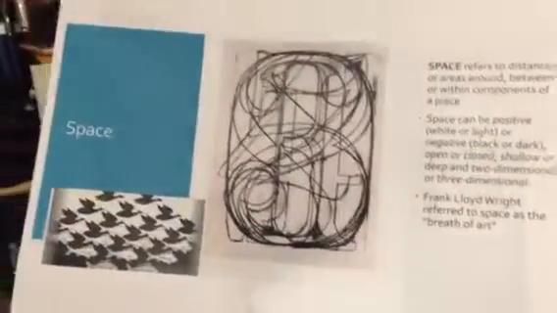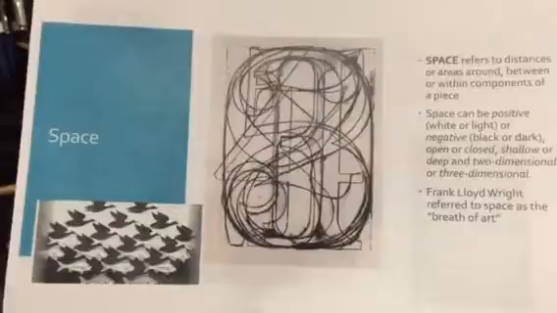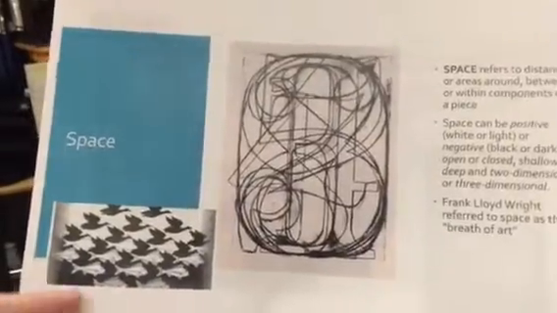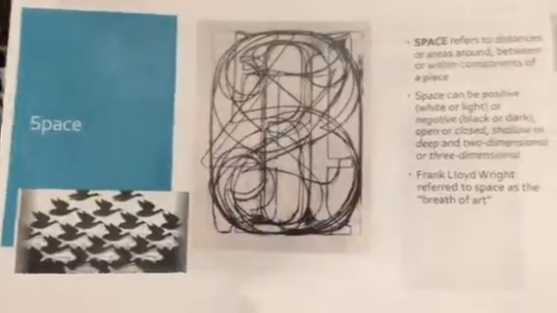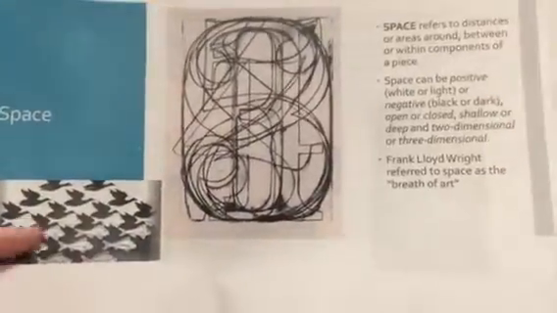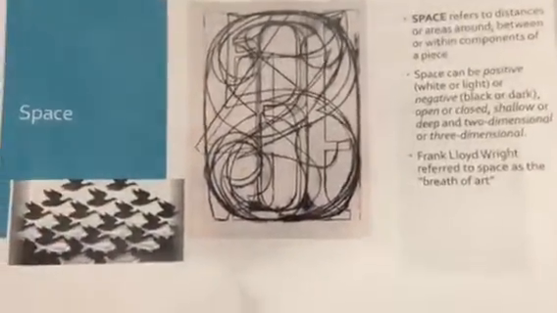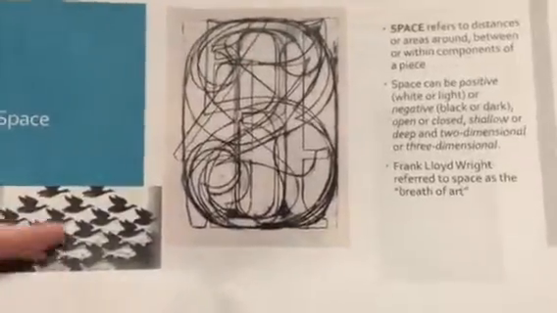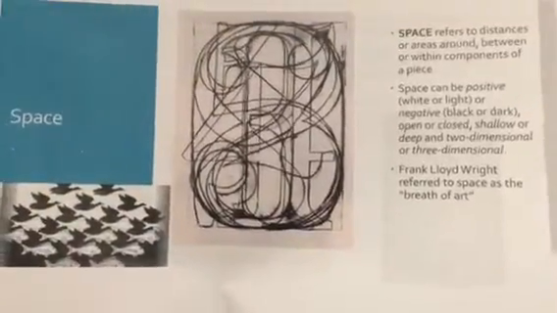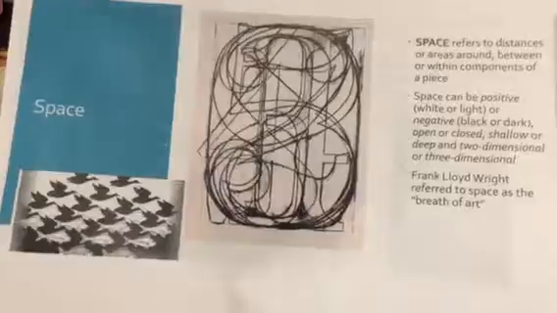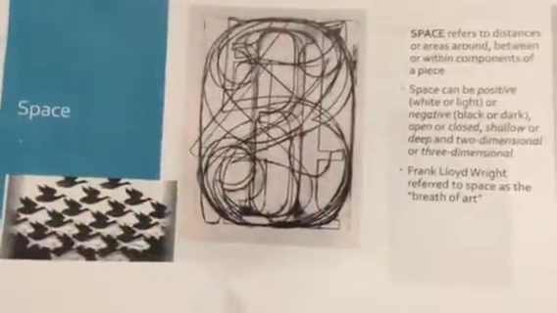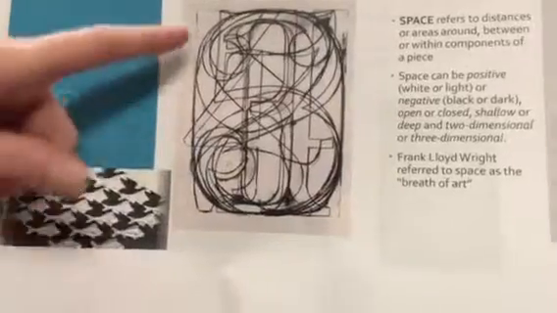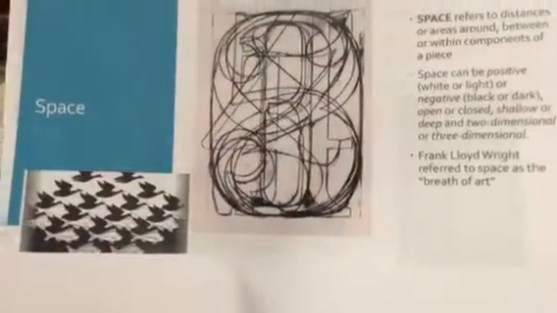Space refers to the distance or areas around, between, and within the components of a piece. It can be positive or negative, open or closed, shallow or deep, two-dimensional or three-dimensional. What's this, kids? Do you remember? Tessellations. See all that negative and positive space? Frank Lloyd Wright referred to space as the breath of art. This is a Jasper Johns drawing, and it's called 1 through 9, I think. And if you look really hard, you can actually find all the numbers.